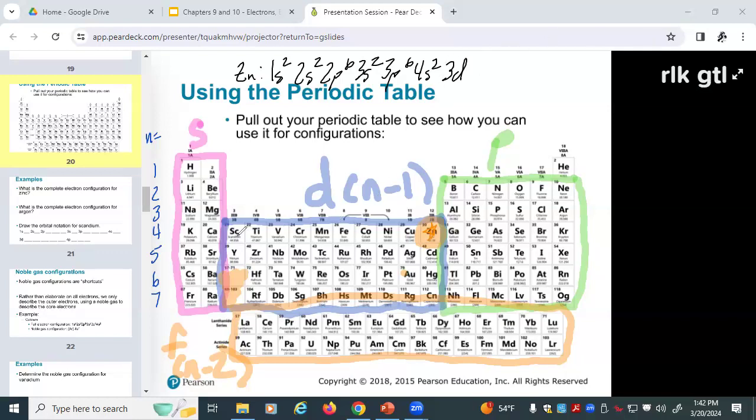I get to the 3d: 1, 2, 3, 4, 5, 6, 7, 8, 9, 10. So my last configuration is going to be 3d10, because zinc is the 10th element in that particular group. If it was the 4th element in that group, I would say 3d4. That would be the configuration by way of element. So that's zinc.